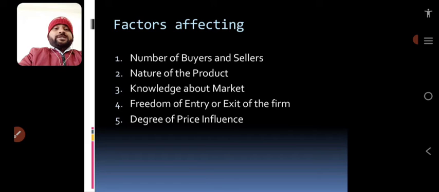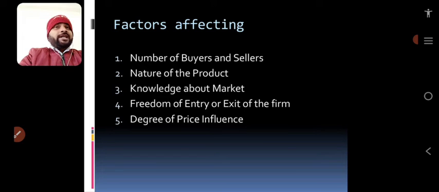The factors of production: there is a perfect mobility of factors of production, which means factors of production can easily move from one firm to another. It means it becomes very easy to adjust the supply and the demand. The degree of price influence: the price influences the buyers and the sellers because both are agreed to sell and to buy at any price, at any cost. These factors affect the market.